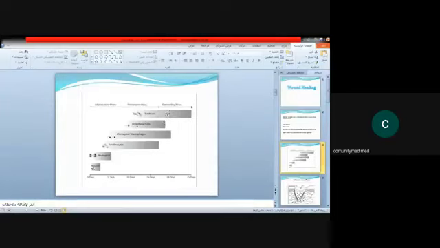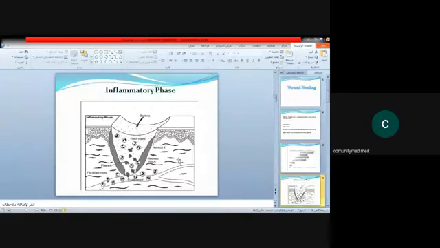There is a variety of cells involved in the wound healing process. Let's start with the inflammatory phase, and this phase starts at the very beginning of injury to the skin. What happens when the skin is injured? If the skin is injured, the first thing that will occur is bleeding from the skin.